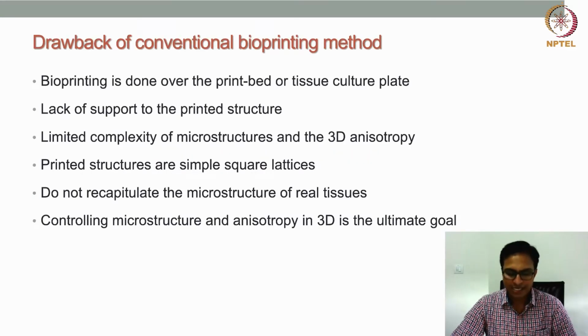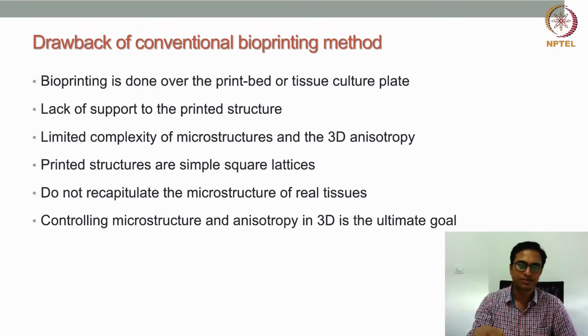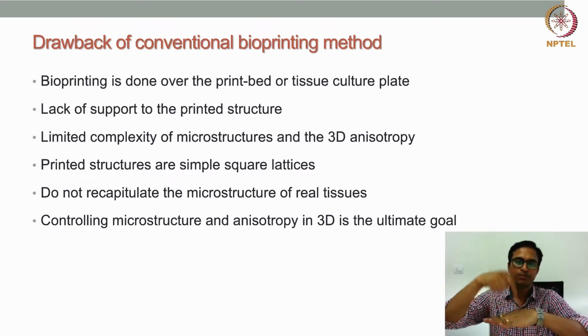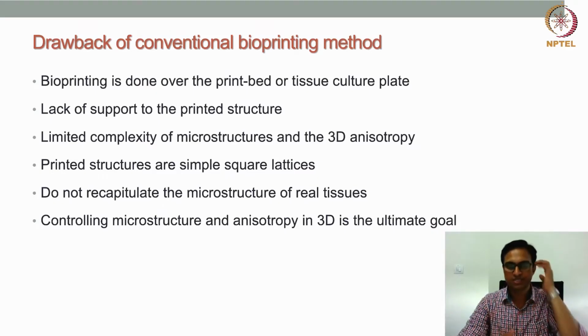Before that, let us again revisit the drawbacks of the conventional bioprinting method. Like we have seen, either it can be inkjet printing, or it can be extrusion based bioprinting, or it can be laser assisted bioprinting. Everywhere the bioprinting is done mostly on the print bed or a tissue culture plate or a substrate, right? So where we have a substrate, and then on the substrate we print the material, so that the structure can be built directly on the tissue culture plate, on a petri dish, anywhere.